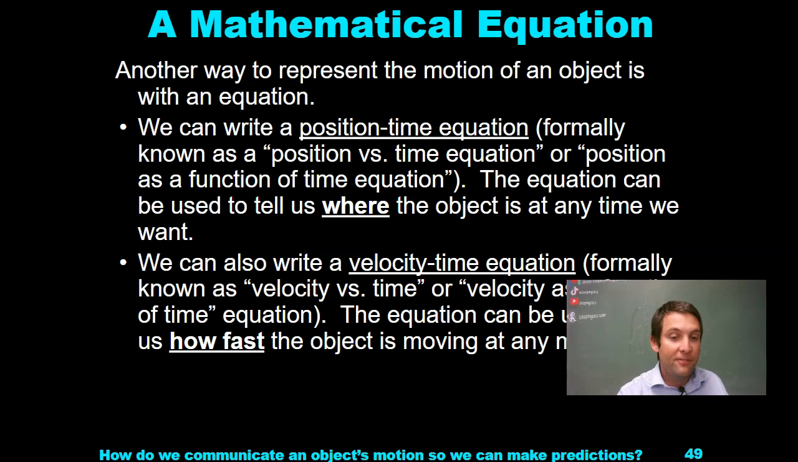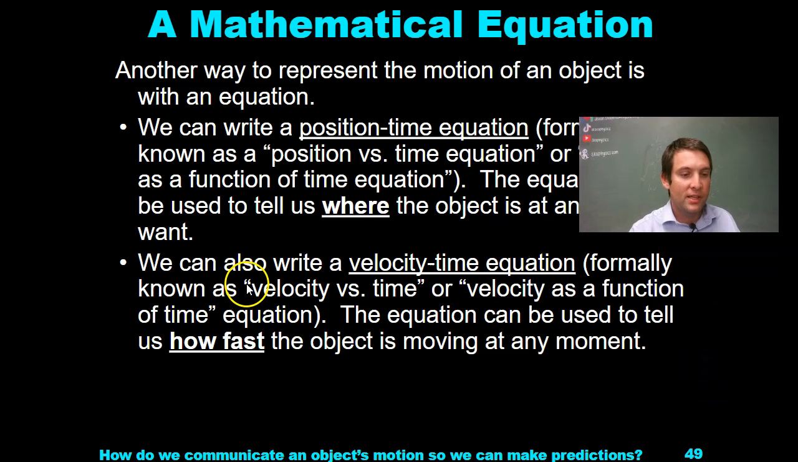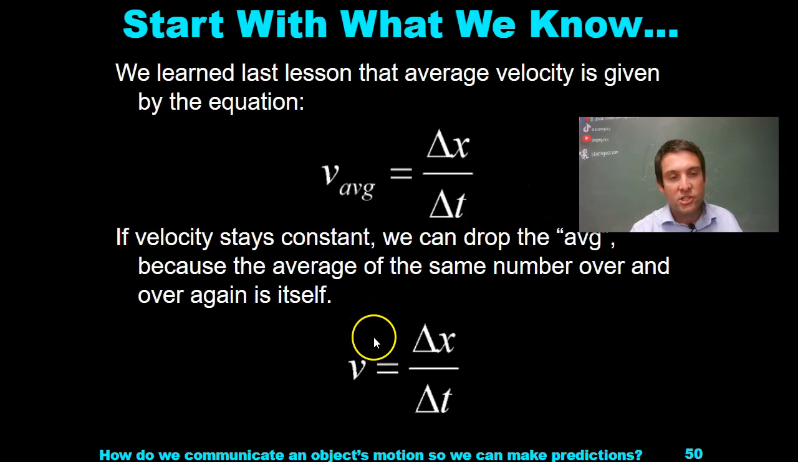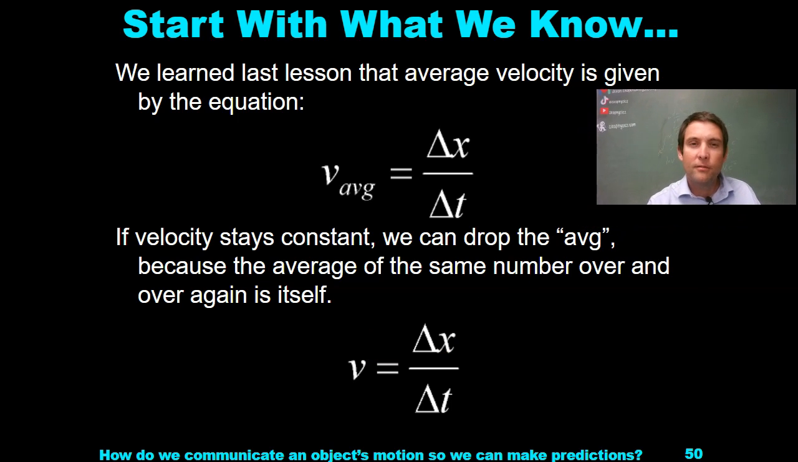We can also write a velocity-time equation, formerly known as a velocity versus time or velocity as a function of time equation. The equation can be used to tell us how fast the object is moving at any given moment. For now, we will only worry about position-time equations. We're going to get more into the velocity equations and acceleration equations a little bit later on in the year.